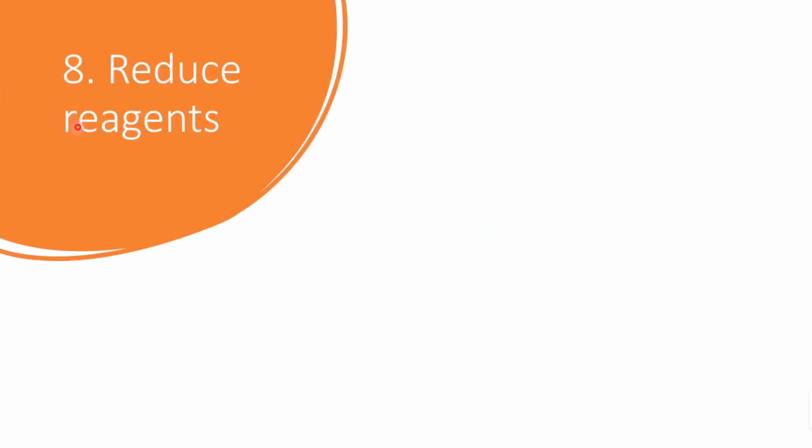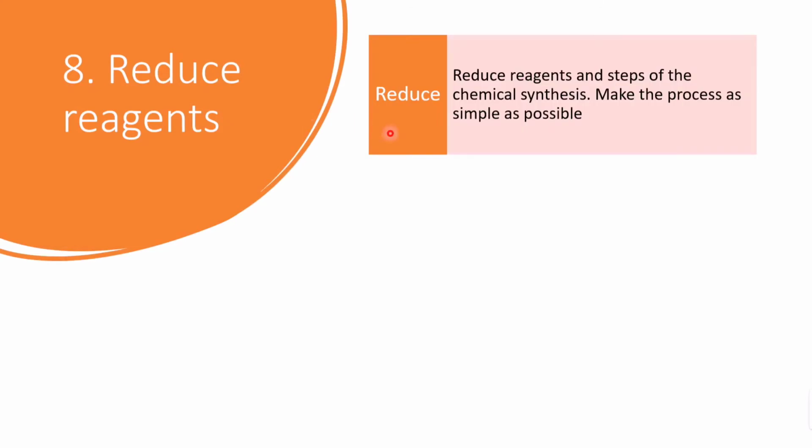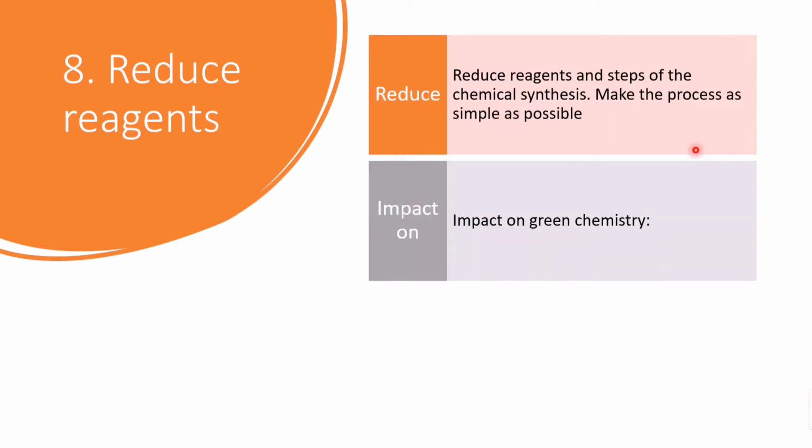So number 8 is reducing reagents. So this is reducing reagents and the steps of a chemical synthesis. So we want to make the process as simple as possible, have the lowest amount of steps we could possibly have. So what is this impact on green chemistry? Having the simplest process, the simplest number of steps as we can.